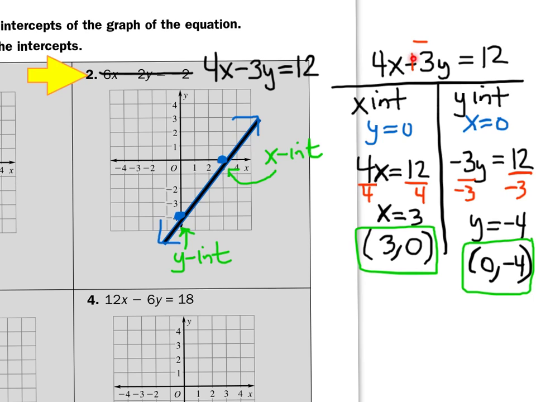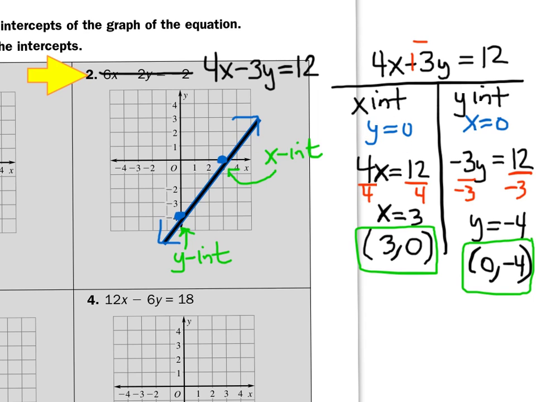Now with your red, add a line and change the sign. So you see that it's 4x plus negative 3y equals 12. Okay. Now with your pencil, make that big giant T, underline the equation and put a line down the middle. And let's do the x-intercept. The x-intercept means we have to cover up y.